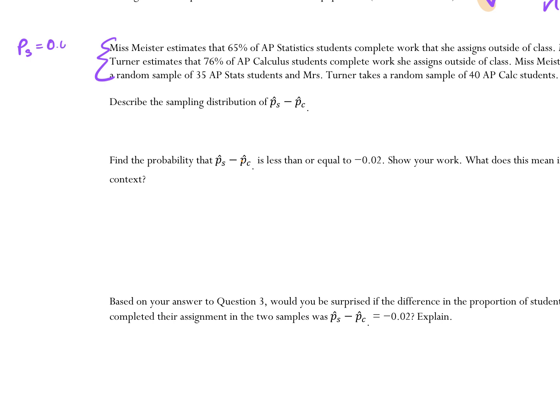PS equals 0.65. And PC. Okay. NS would be... NC would be 40. Cool. Now what?